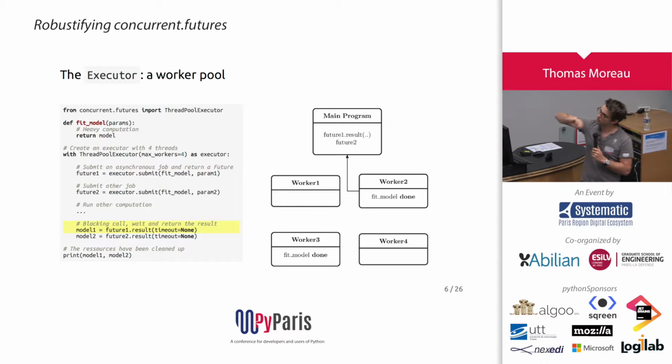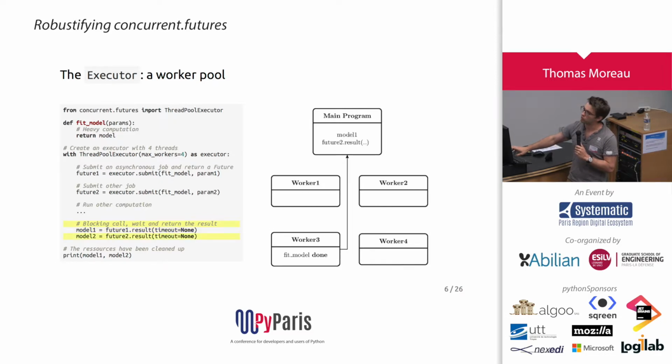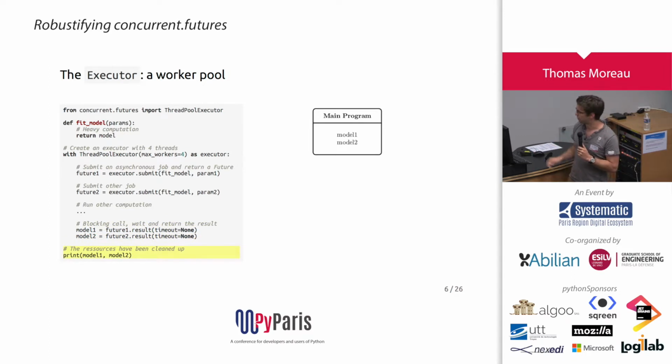And then here, when you're calling result on future 1, as the fit model was done on worker 2, it will return the results almost immediately. And the fit model is already done in worker 3, but the result is saved in the internal mechanism of the executor. Then you can also call model 2, and when you leave the block, all the resources are cleaned up.